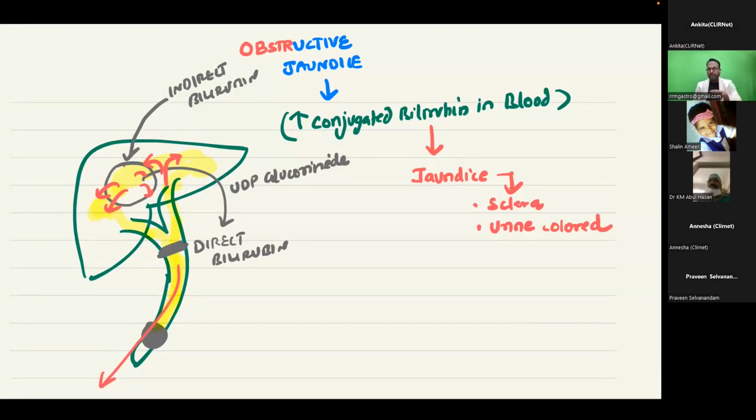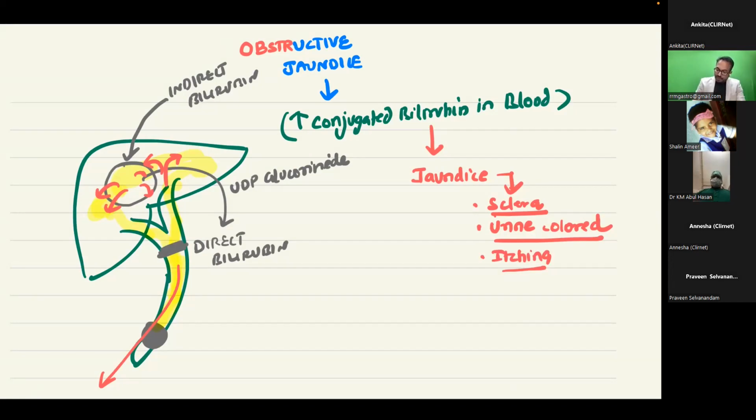The kidney is excreting the bilirubin, so there is high colored urine. Yellow sclera, itching. Why is there itching for these patients? The bilirubin which is coming into the blood will deposit in the skin, and that will cause itching. The bilirubin pigmentation can cause scratching all over the body.